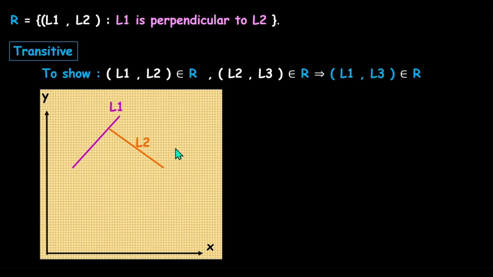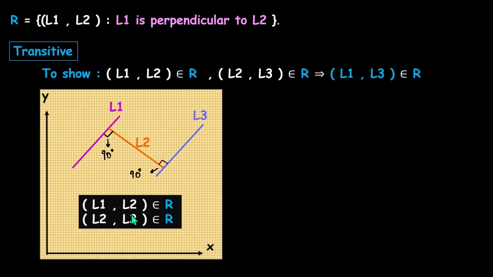So this is L2. And let's take a third line L3, which is also perpendicular to L2. Again, a fact that we already know. Based on these facts, we are trying to prove this. So this is L3. It is clear that this is the 90 degrees here and this is the 90 degrees here, and that's why they are perpendicular. These are perpendicular lines, and thus L1, L2 belong to relation R and L2, L3 belong to the relation R.